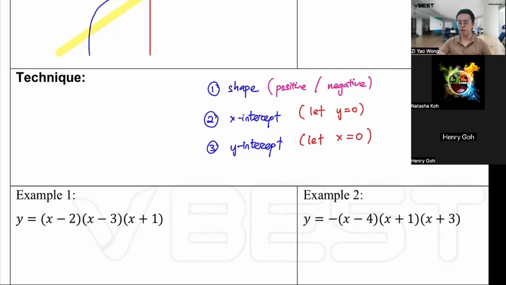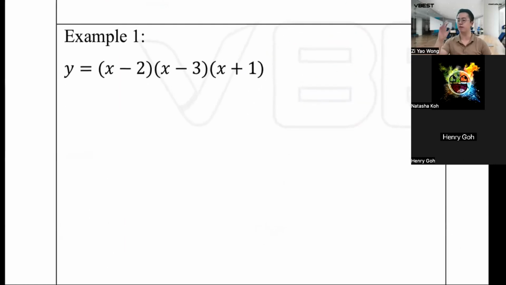Alright, come to example 1 here, guys. You see, you have y equals (x minus 2) multiply (x minus 3) multiply (x plus 1). So, first step, you all need to determine what is the shape that you have. How do you know whether this one is a positive cubic or negative cubic?